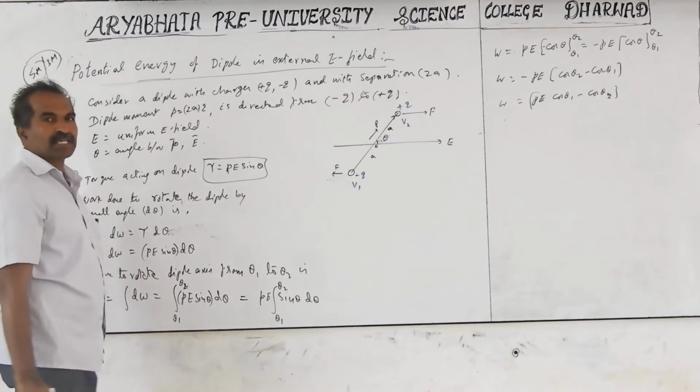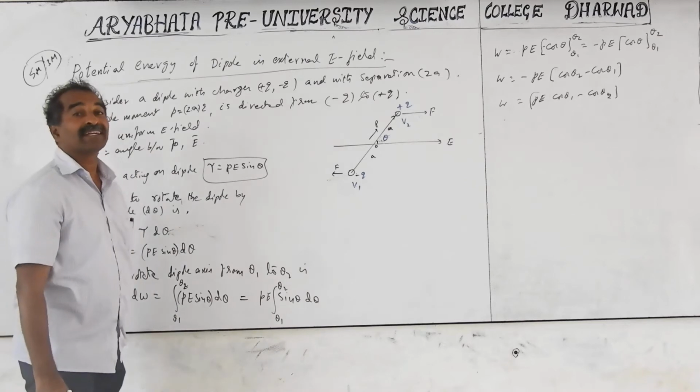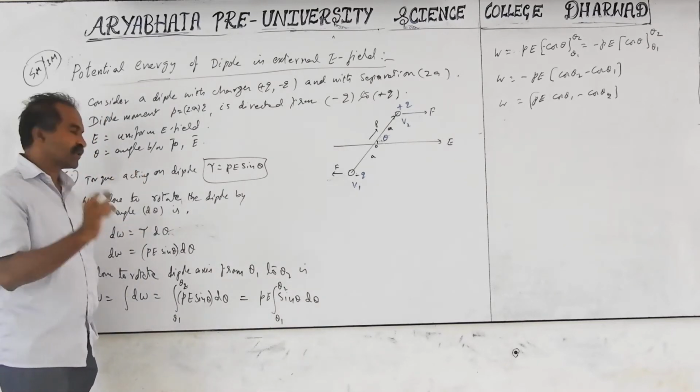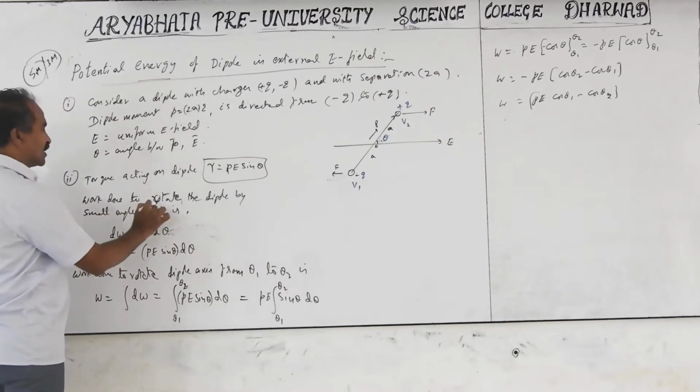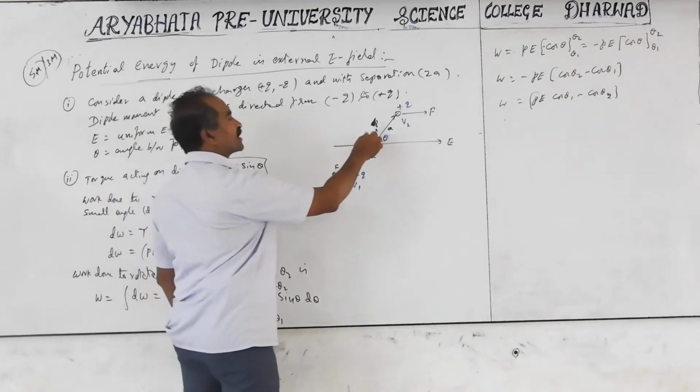Work equals force times displacement for linear motion. For rotational motion, work is equal to torque into angular displacement. The total angular displacement is theta, and the small displacement is d theta. Work is done to rotate the dipole by a small angle d theta.